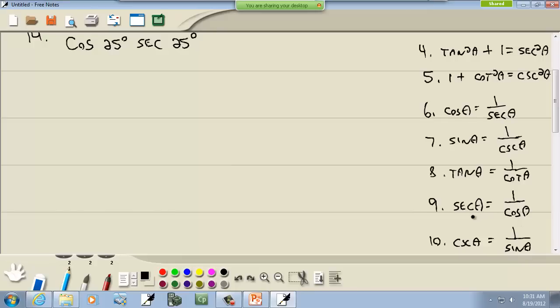Well, let's use number 9. So what that's saying is I'm going to leave the cosine 25 degrees alone. The secant 25 degrees I can rewrite as 1 over cosine 25 degrees. And once I do that, then I can see that these cosine 25 degrees will cancel, and my answer is 1.